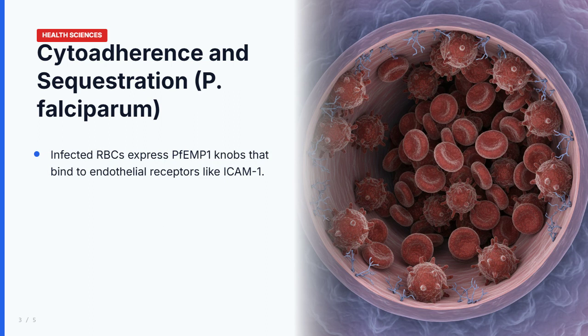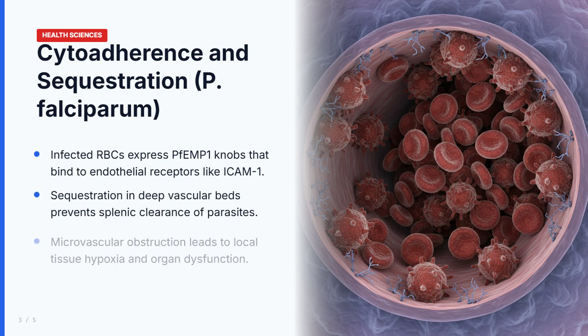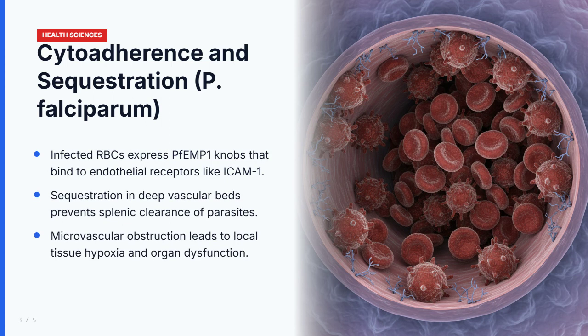Furthermore, let us look closely at the deceptive mechanism of cytoadherence. The Plasmodium falciparum parasite is quite cunning. It remodels the surface of the infected red blood cell, creating sticky protrusions called knobs, mediated by the PFEMP1 protein. These knobs act like Velcro, binding firmly to receptors such as ICAM1 on the endothelial walls of your blood vessels. You see, this is not accidental.